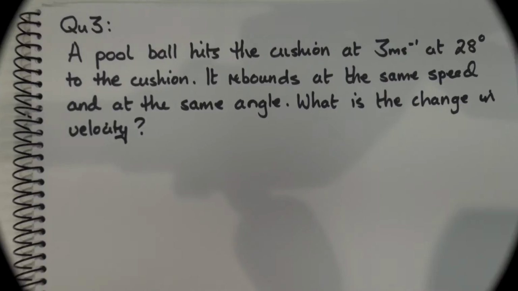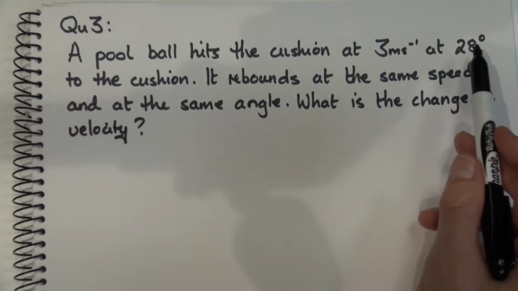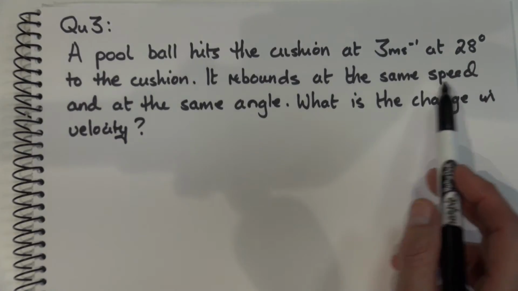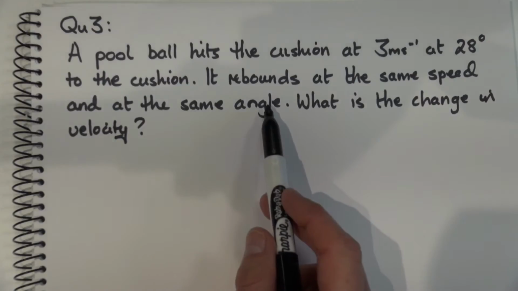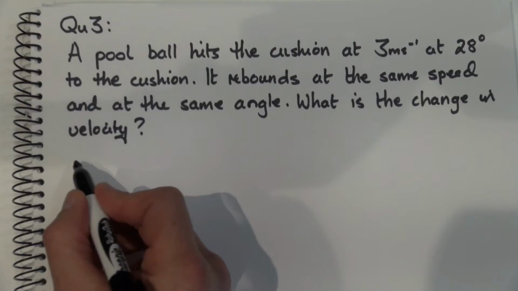In this video, we're going to look at change in velocity in a more complex form. So here we've got a pool ball which hits the cushion at 3 meters per second at 28 degrees to the cushion. It rebounds at the same speed and at the same angle, and we're going to calculate what the change in velocity is. Okay, so let's basically write down our solution.